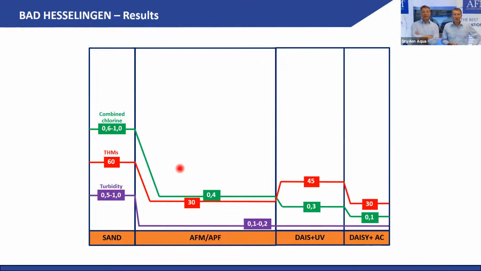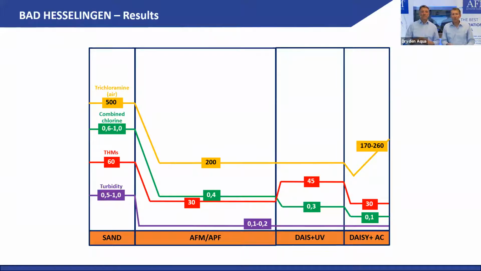So THMs, a reduction of about 50% with AFM, APF. And then what you see here is that the reading jumps up again as you turn on the UV. This is exactly what we said. And that would be with medium pressure even higher. Yes, even higher, because you have more energy. You can split more molecules into smaller ones. So this is the only reason why we are not a fan of UV medium pressure. That's the only one.